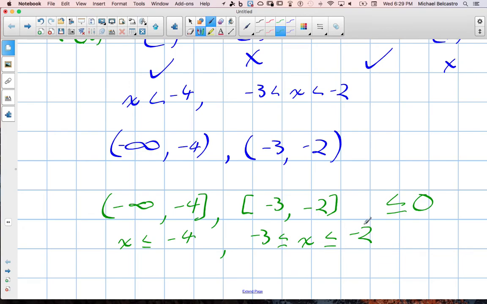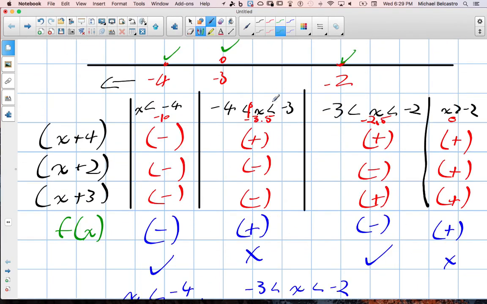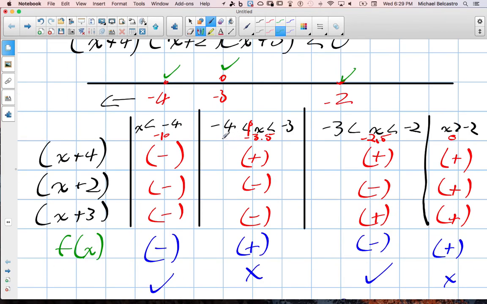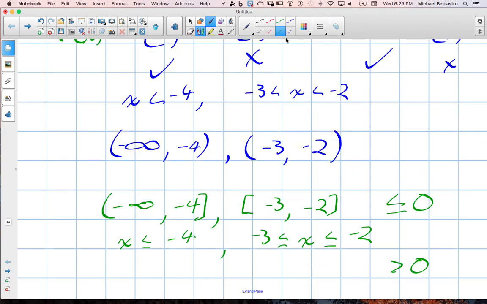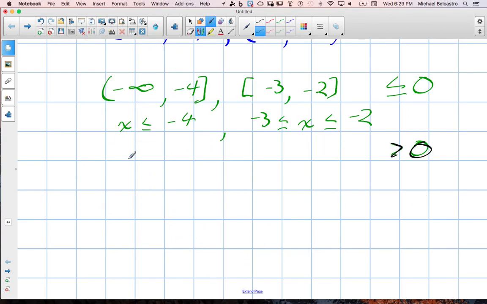What if they asked for greater than 0? Greater than 0 would have been the other two intervals, because then we had a positive value. Let's use a different color here. Let's use black. If they ask for greater than 0, we're looking for -4 less than x less than -3.